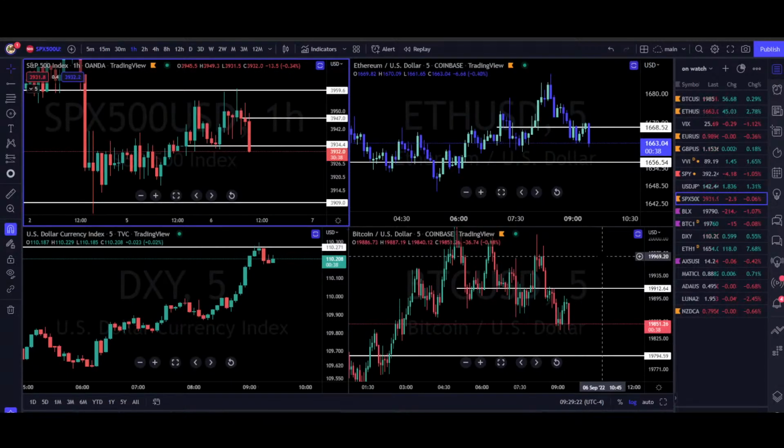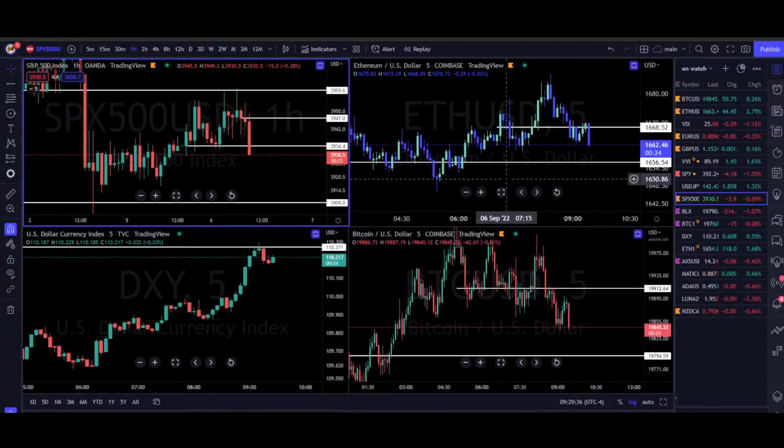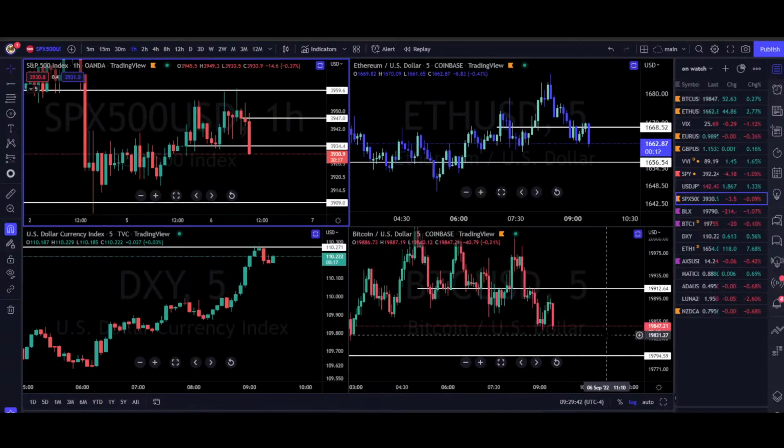Short entry on ETH 1668.52. You are rotating down from that level. Still got 30 minutes until the news. Here comes the open of the New York stock market.